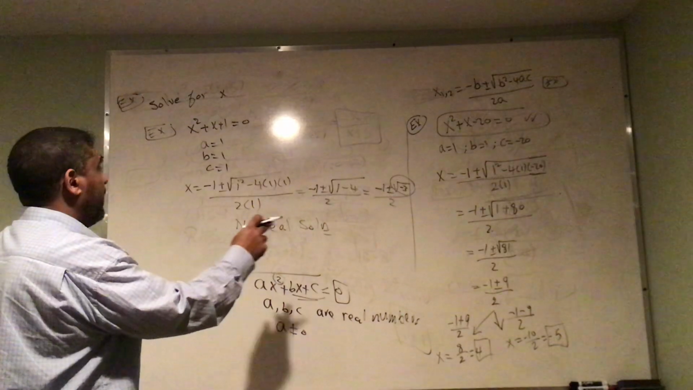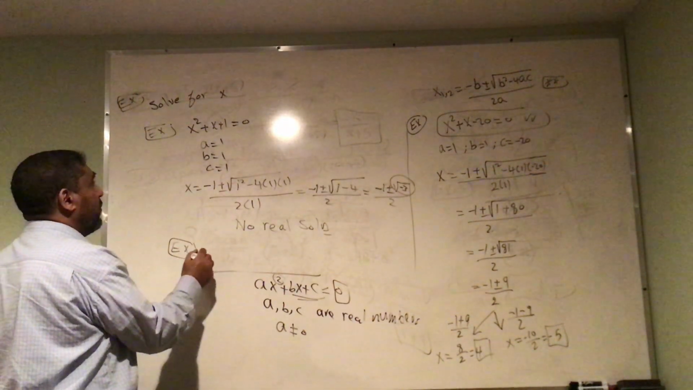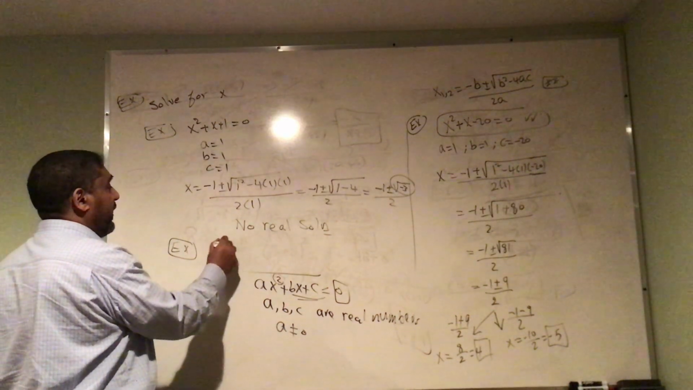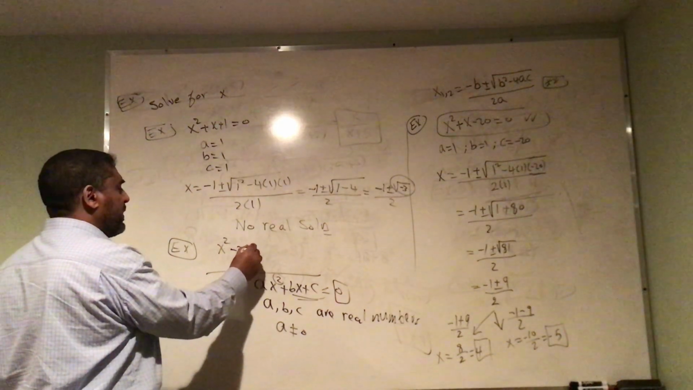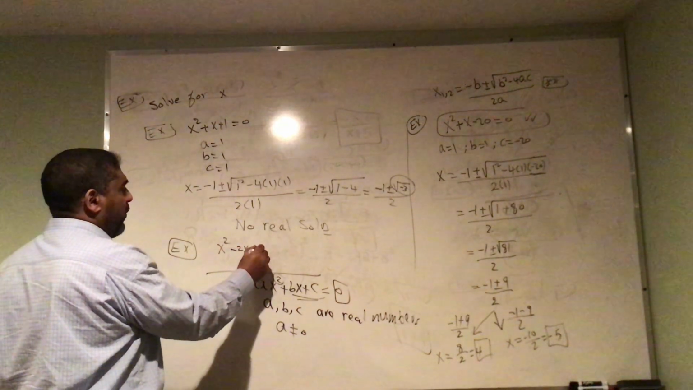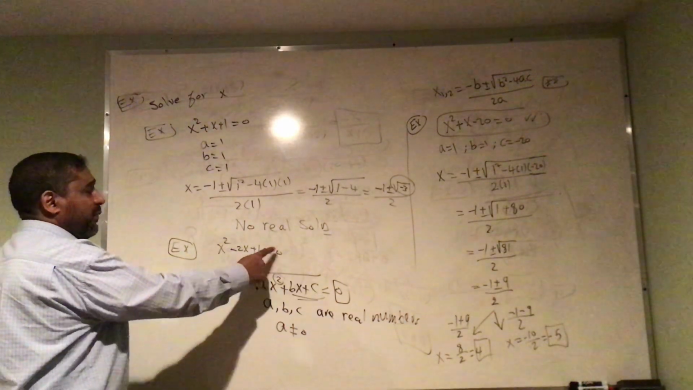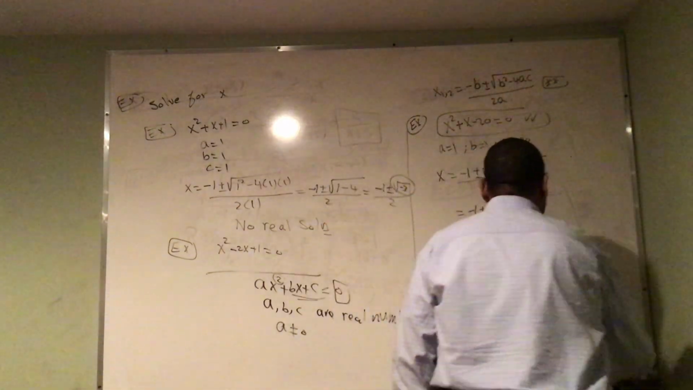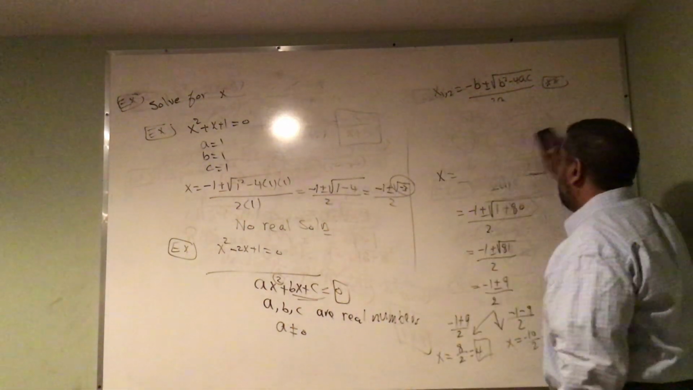Maybe I give you another example where you have a so-called repeated value. So if I have x squared minus 2x plus 1 equals 0. X squared minus 2x plus 1 equals 0. How do we solve this one here? I'm going to use this quadratic formula here.